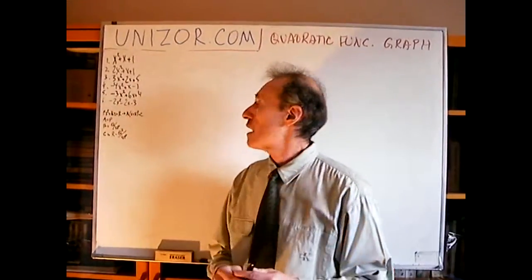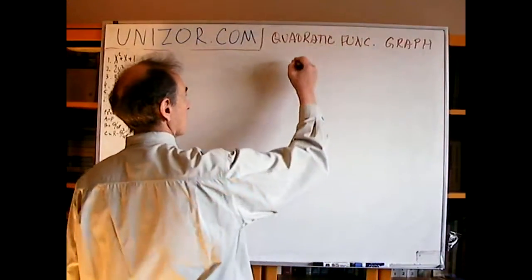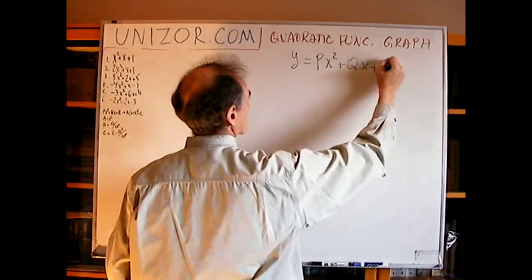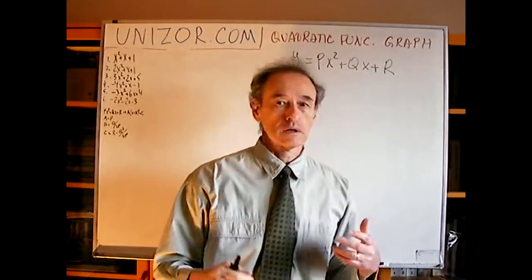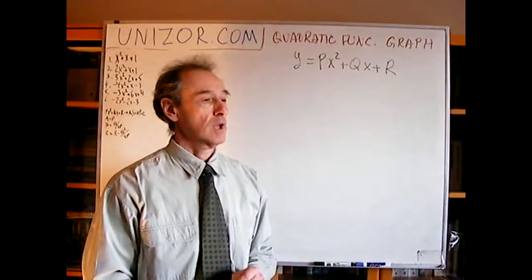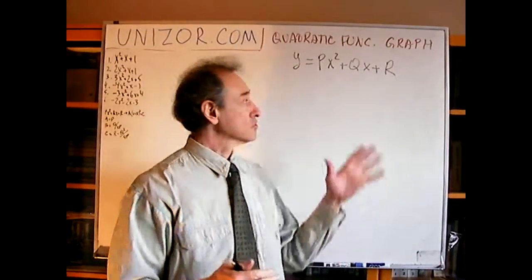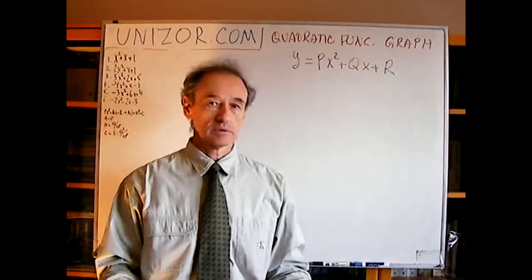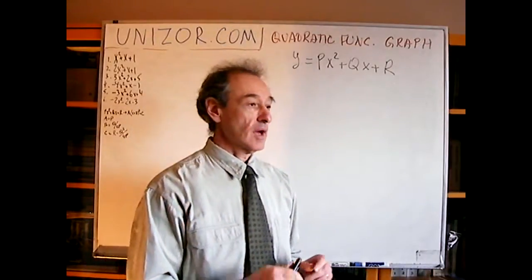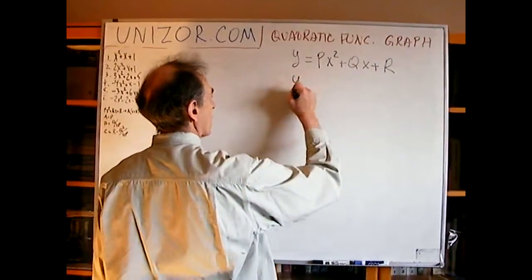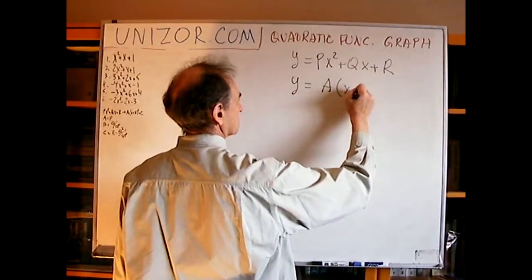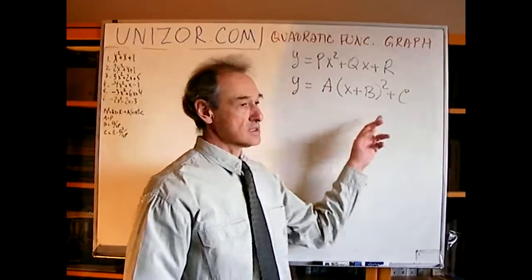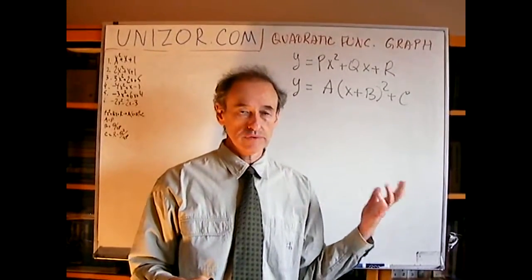Now, all of these functions are represented in their general format. The general format is px squared plus qx plus r, where p, q, and r are real numbers, coefficients. Now, I cannot really, just looking at this particular form of the function, tell how the graph actually looks. But I can if the function is represented in this format. This is a full square format of the function.